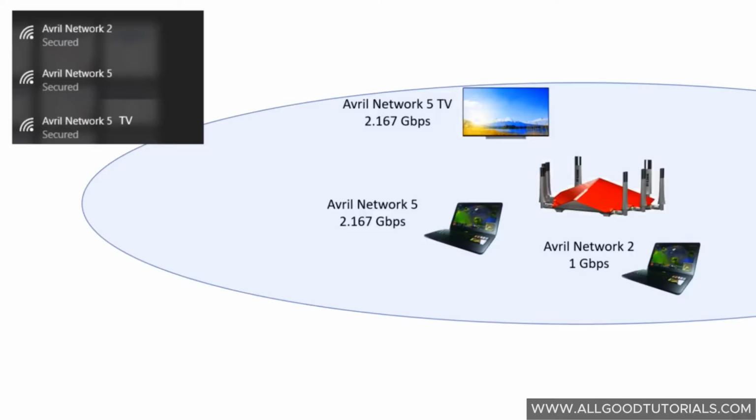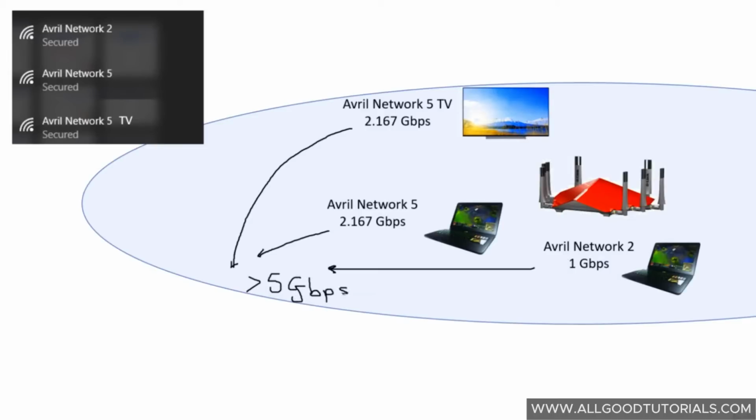Now, something to watch out for when you're looking at acquiring a wireless router is that there are some routers that, when marketing their products, will actually add together the data rates you're able to achieve on these independent radios, and then they make some claim that you can achieve over 5 gigabits per second in this particular example by adding them all up.